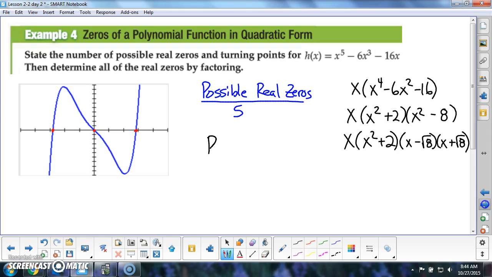Therefore, our real zeros would be 0. That's from this x right here. This factor would produce imaginary zeros, so we don't need to worry about that right now. And then this would be positive square root of 8, and this would be negative square root of 8. And that corresponds to what we see on the graph. The square root of 8 is pretty close to 3, but not quite. It's like 2.9 approximately, and negative 2.9, and you can see that on the graph.